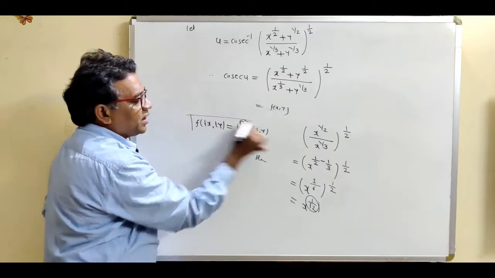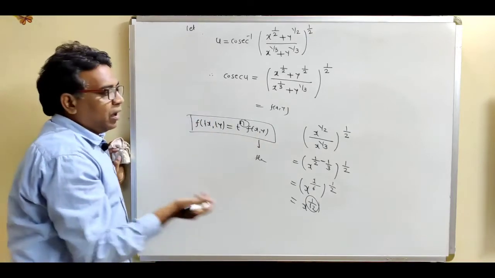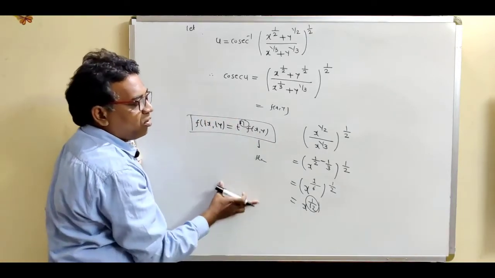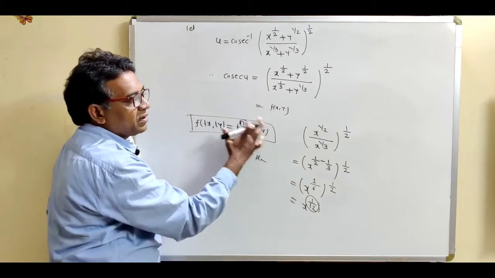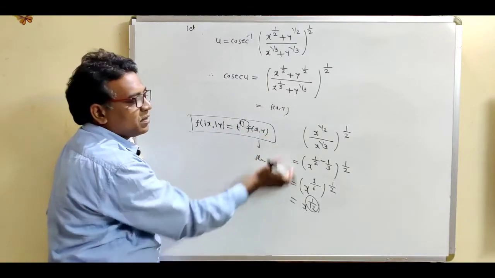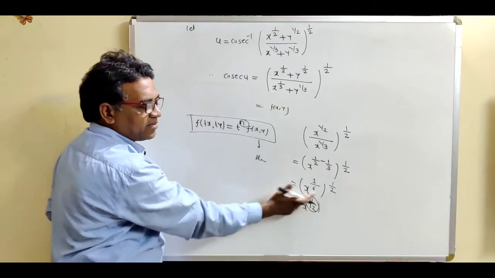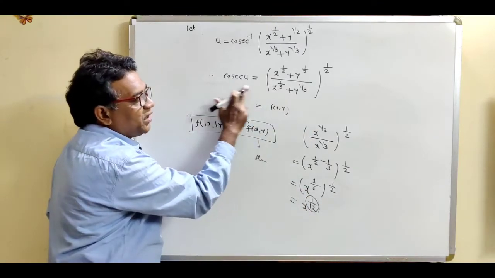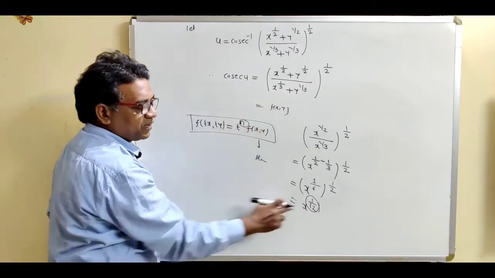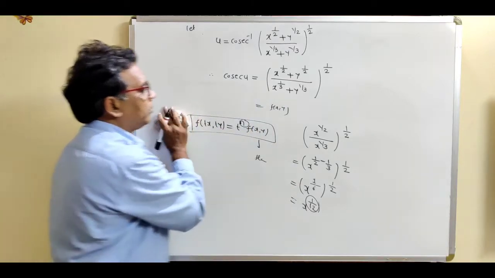So by applying the definition of a homogeneous function, we can find the degree, or we can find the degree by using simple laws of indices. Just use laws of indices and get this degree. So cosec u, this is a homogeneous function of degree 1 upon 12.